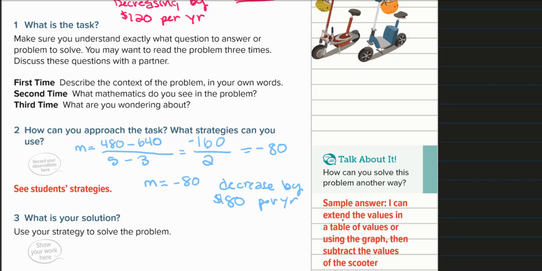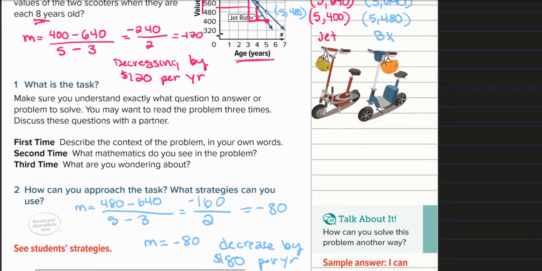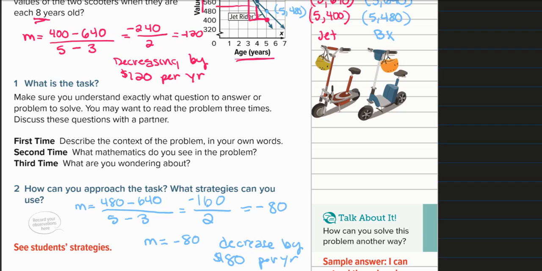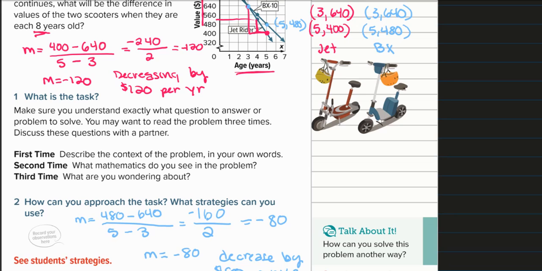per year. And what was the question asking us to do? It said, assuming the pattern continues, what will the difference in values of the 2 scooters be when they are each 8 years old? So now that we found our slopes, we have m equals negative 80. I forgot to say up here that m equals negative 120. Now we have to take that a step further, plug each of those into y equals mx plus b, and figure out when each kid is 8 years old, how much are each of the scooters going to be worth?